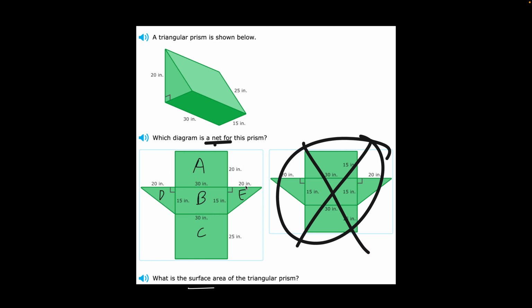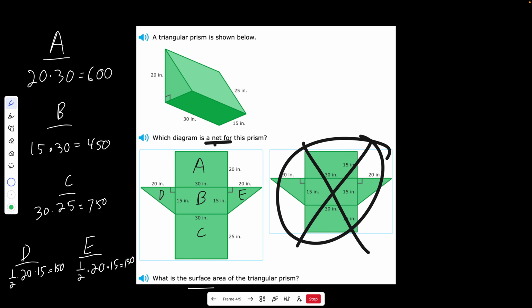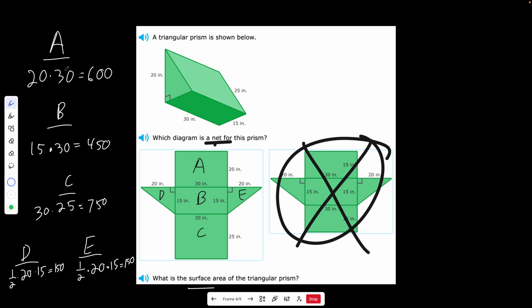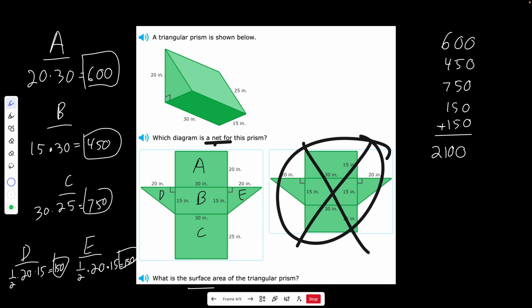Okay, so we should know how to calculate areas for all these shapes. I'll put the work up. Over here on the left-hand side, I've calculated the areas for each of the shapes and labeled them. So A is a rectangle, so I did 20 times 30, and so on. We're going to take these answers, which are all the areas of the shapes, and add them all together. Over here on the right, I've added up all the numbers. You should just get 2100, and this was in inches, so this is square inches, because it's area.